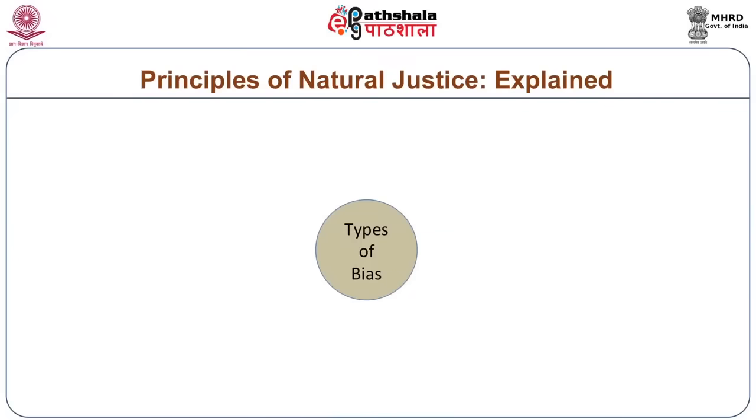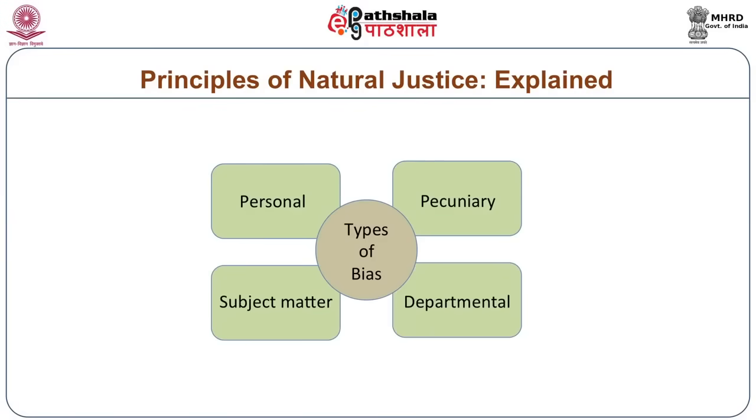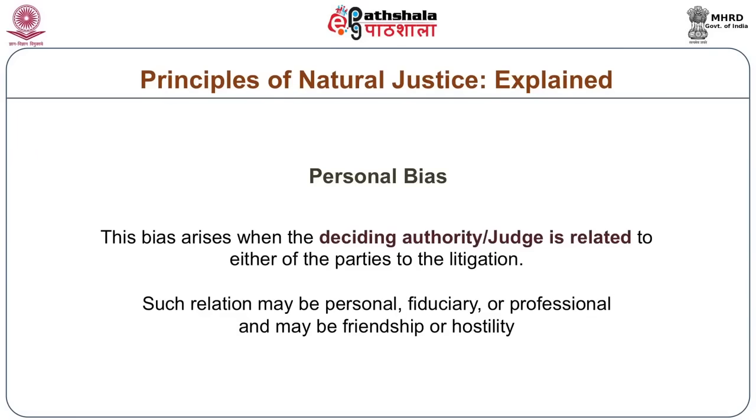There are four kinds of bias that we can recognize. First is personal bias, second is pecuniary bias, third is subject matter bias, and fourth is departmental bias. Let's take a moment to understand each of these. Personal bias is the most simple to understand. It arises when the person who is the judge is in some way interested in a certain outcome because of his relation or friendship or enmity with one of the parties to the decision.